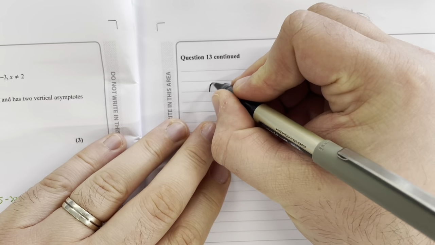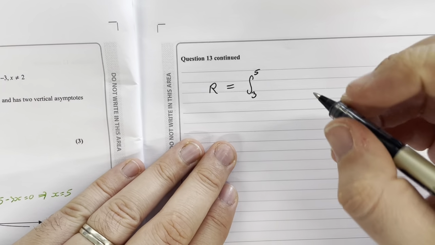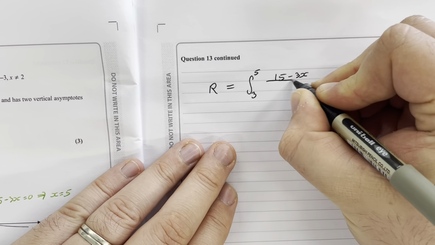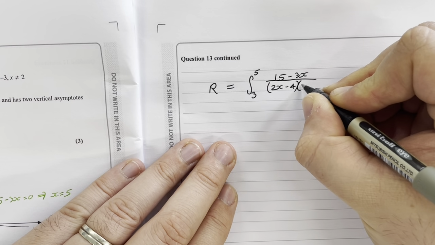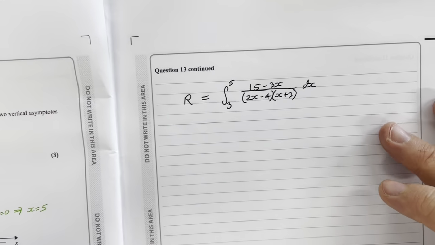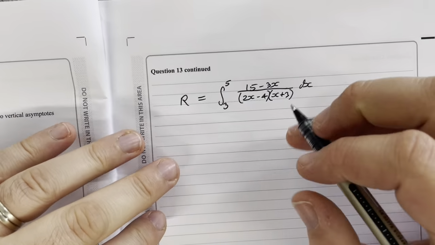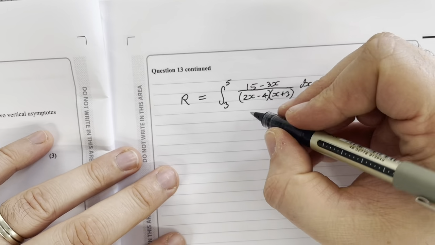So R, the area, is equal to the integral between 3 and 5 of this fraction. So that's 15 minus 3x divided by 2x minus 4 times x plus 3 dx. And we need to show that this thing is equal to a log 2 plus b log 3. Okay, so to answer this, we're going to use partial fractions. So I'm going to split this out into partial fractions.